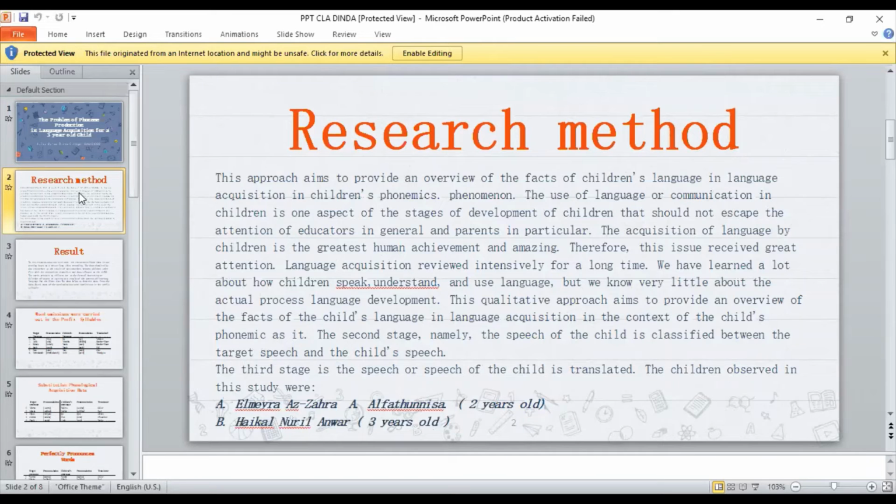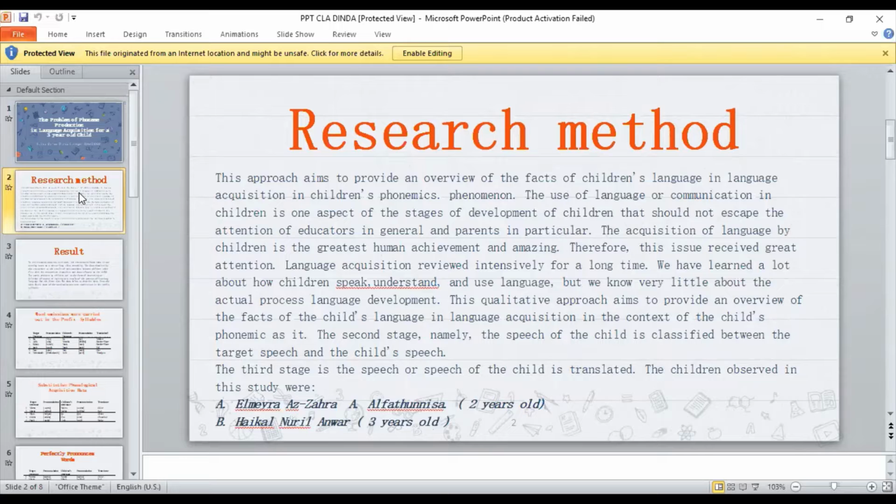Okay. First is the research method. In this study, the author used a qualitative method. Qualitative methods focus on depth of appreciation. Therefore, using qualitative methods in research can result in a more comprehensive study of the phenomenon. This approach aims to provide an overview of the facts of children's language in language acquisition and children's phonemics.